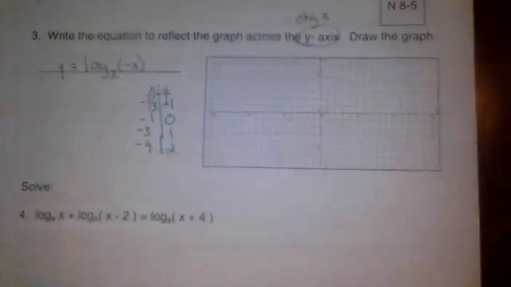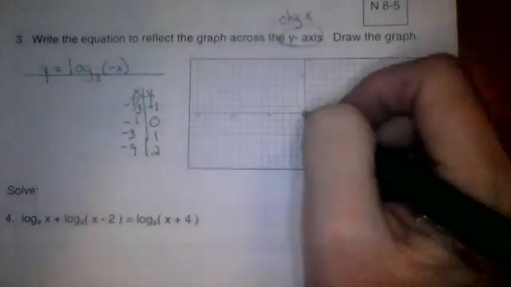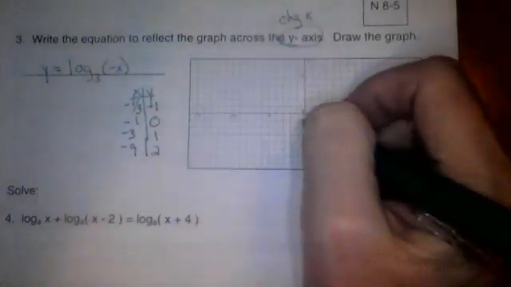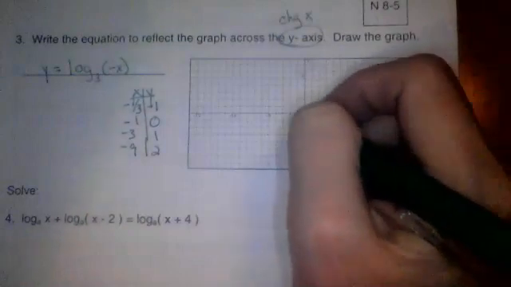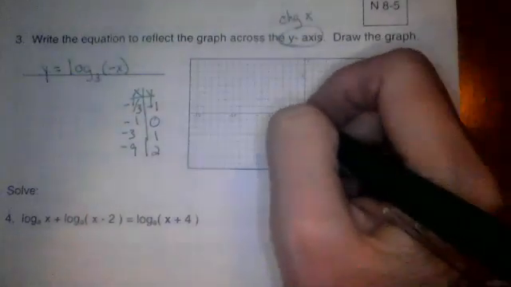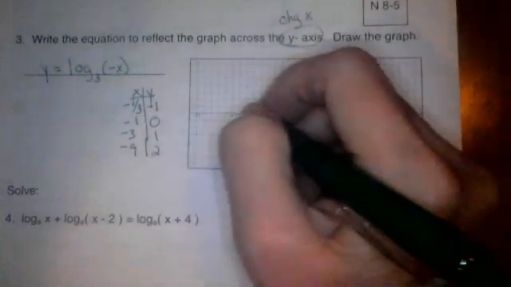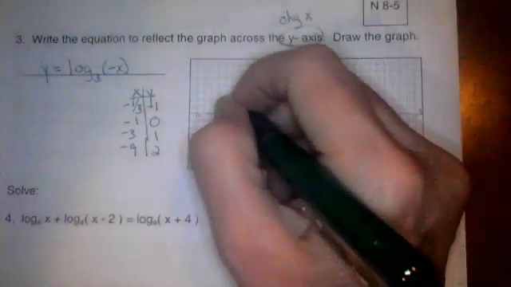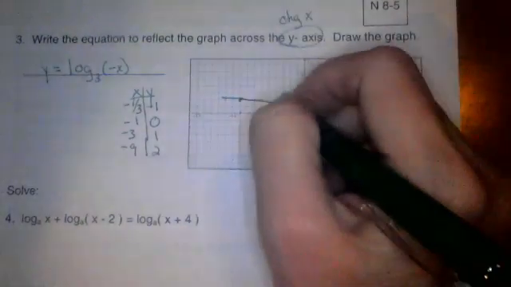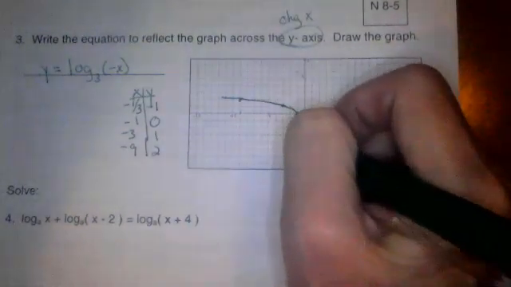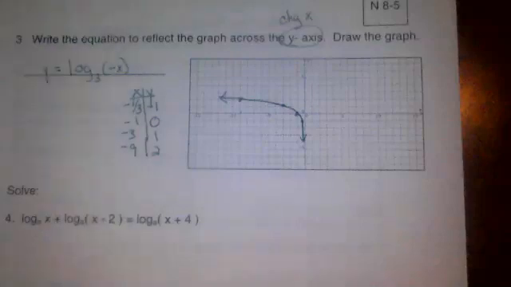All right. So we have (-1/3, -1), (-1, 0), (-3, 1), (-9, 2), which makes our graph reflect across the y-axis.